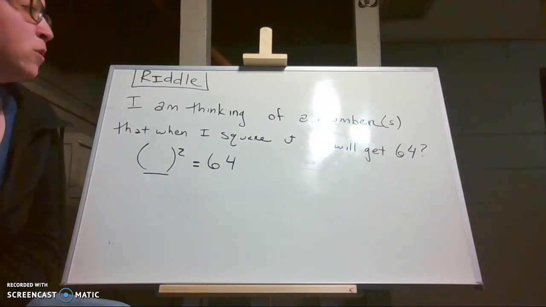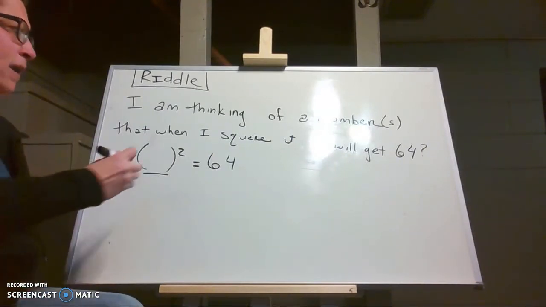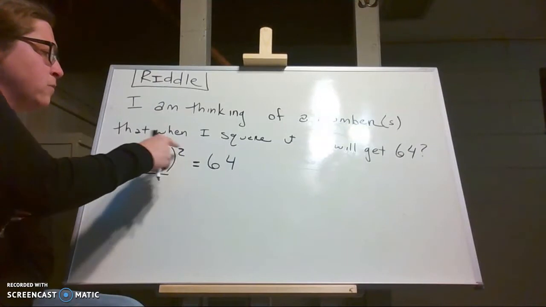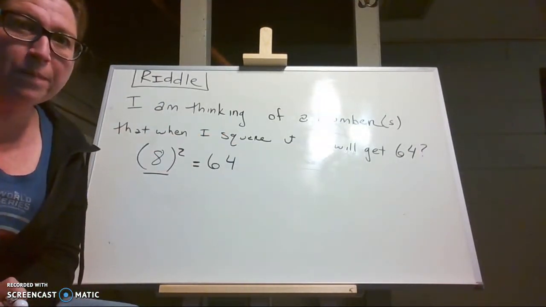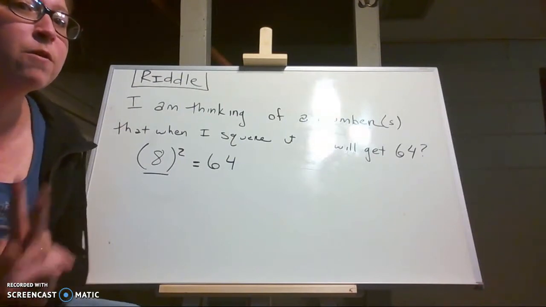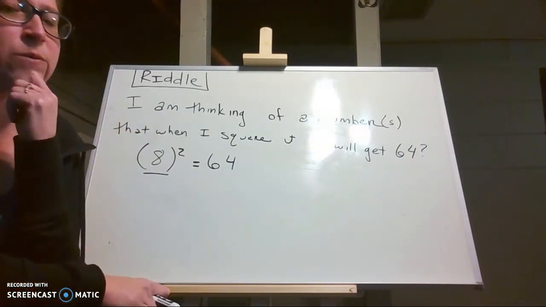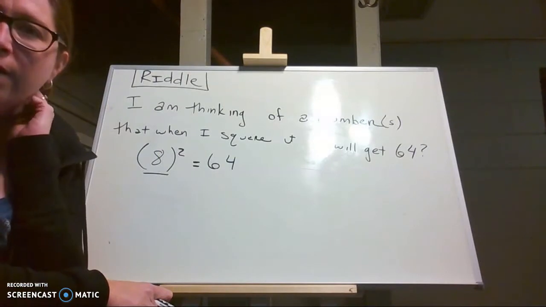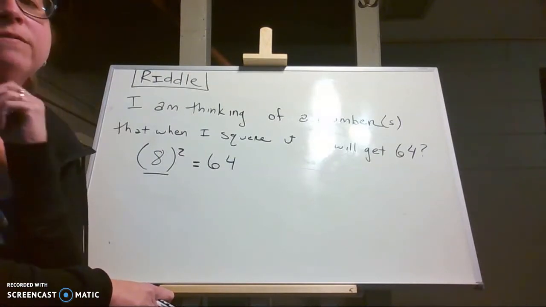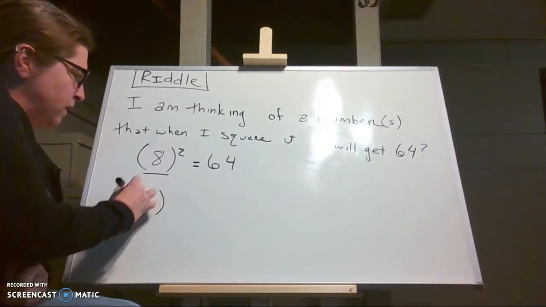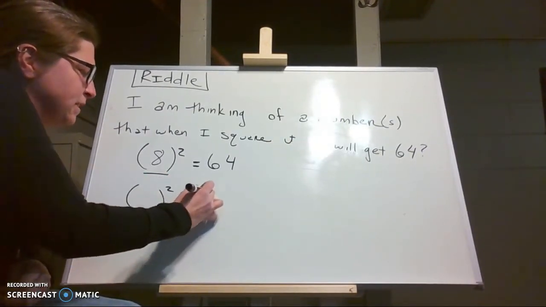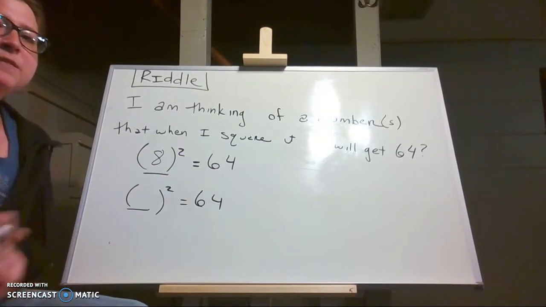Okay, so I'm sure a lot of you guys said, oh, 8, because if I put 8 in here and I square it, that gives me 64. And you're absolutely right. But I'm going to tell you, there are 2 numbers that if I square them, I will get 64. So I want you to take a minute and pause the video and think about, what other number, if I square it, will give me 64? Take a minute, pause the video, and think about that.